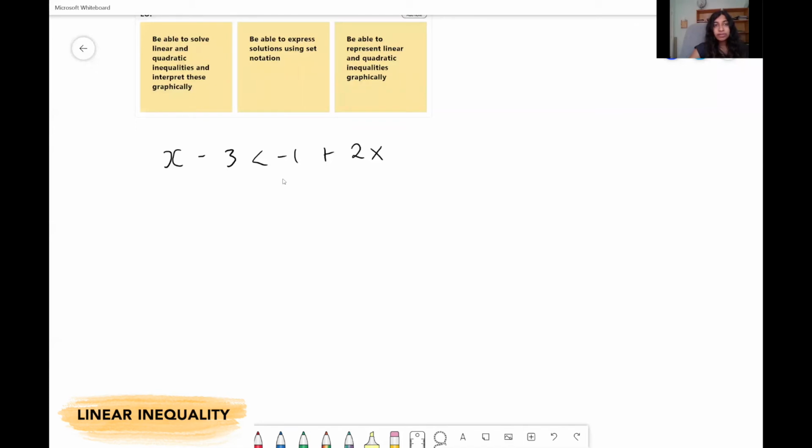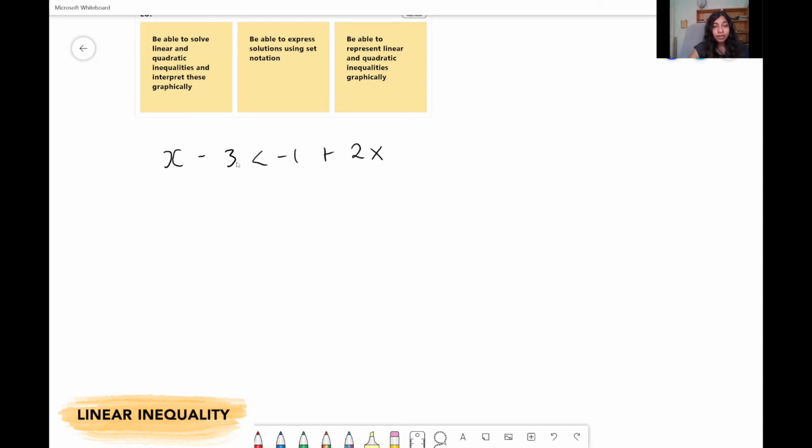Okay, so now moving on to solving another linear inequality. Let's say this was a question: x minus 3 is less than minus 1 plus 2x, and you're going to try and solve for the values of x. What you have to do is rearrange it and think about solving like a normal equation. So just think of this as being equals for now, and rearrange it like a normal equation. We want to put all the x's on one side and all the numbers on the other side.